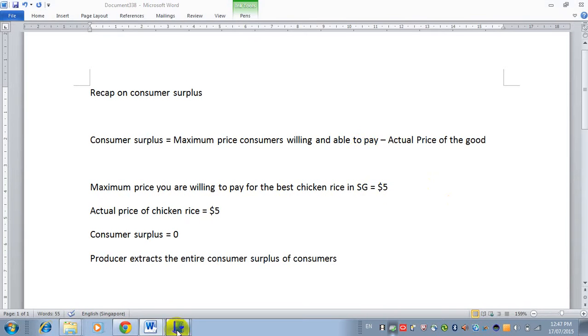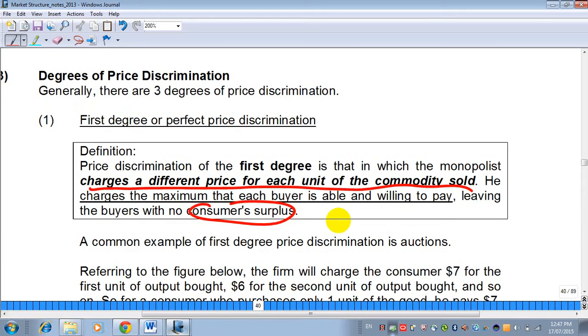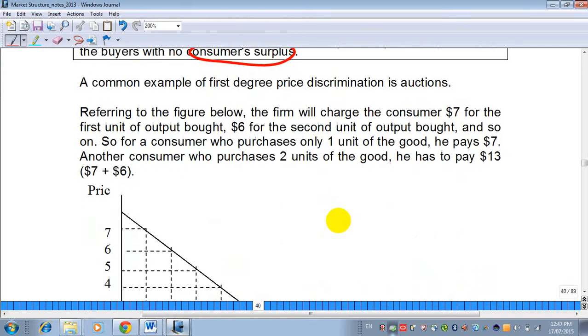And this is what happens for first degree price discrimination. There will be no consumer surplus because the producer knows and he will charge you the maximum price that you are willing and able to pay. Alright, so referring to the figure below.